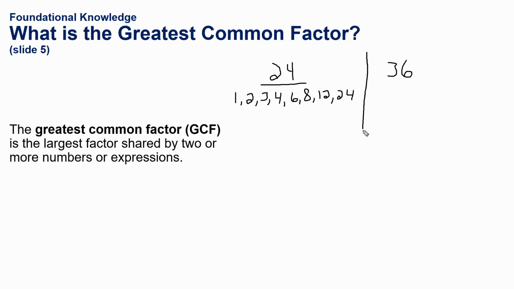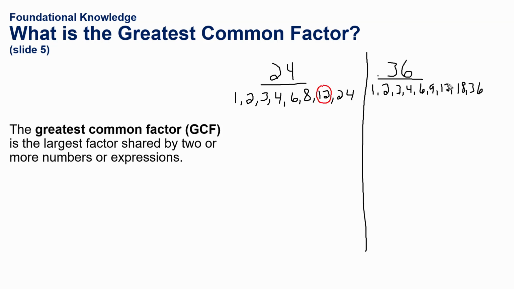If I was to then look at the factors of 36, the factors of 36 include 1, 2, 3, 4, 6, 9, 12, 18, and 36. Okay? Now, the largest common factor these two numbers share is the number 12.